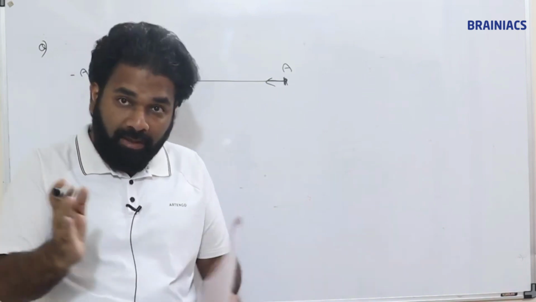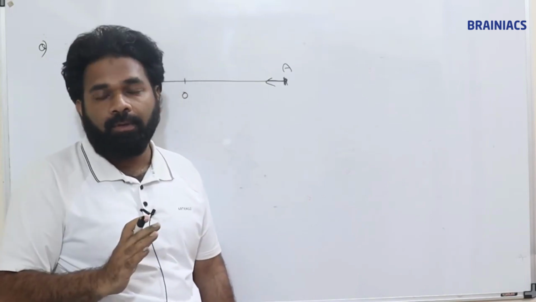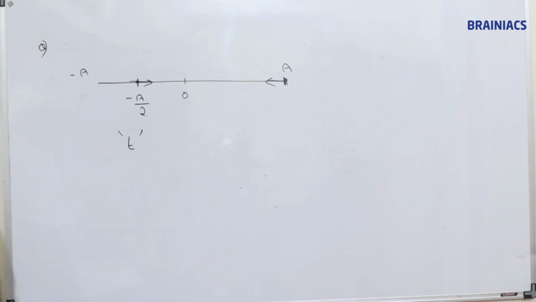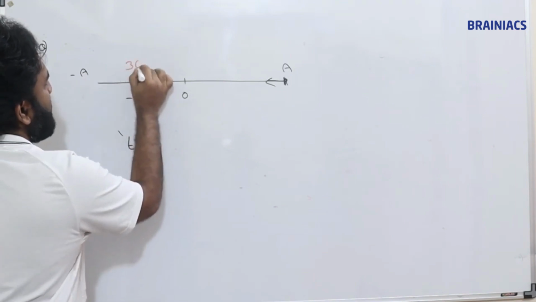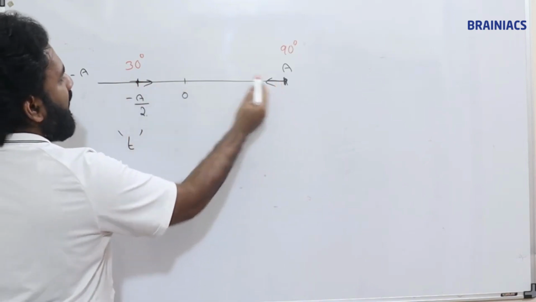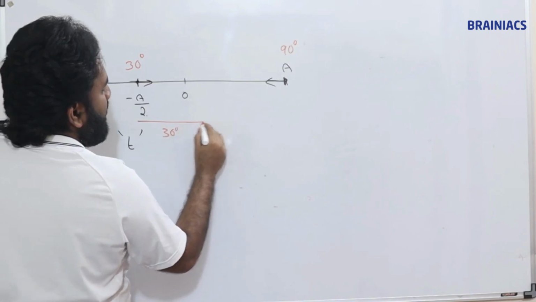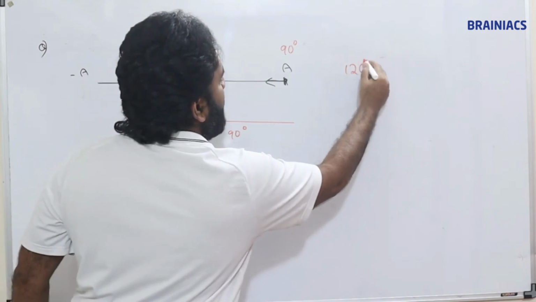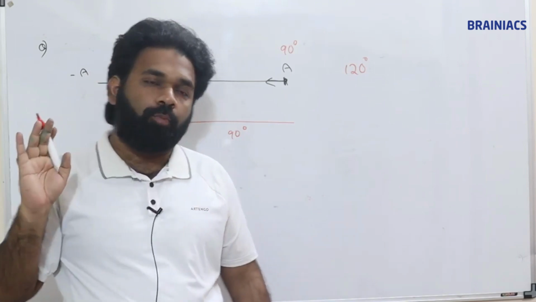When they cover equal angular distance, obviously the time t will come. So let us see that. With this method we can easily solve this question. This is 30 degree and this is 90 degree. So what is the gap between them? The gap is 30 degree plus 90 degree, so the total gap between the two particles is 120 degree.